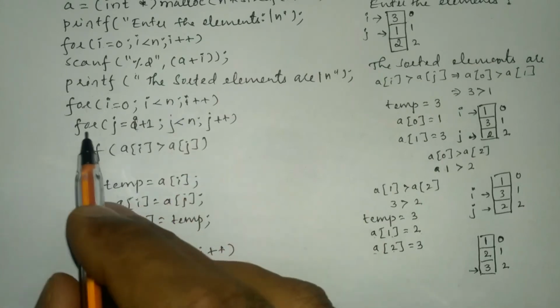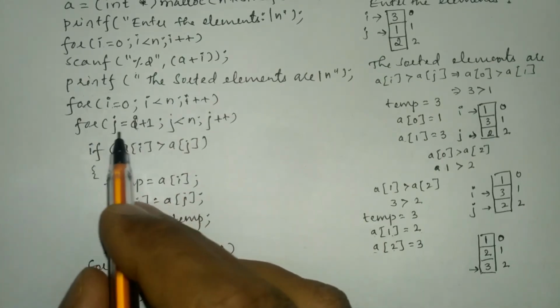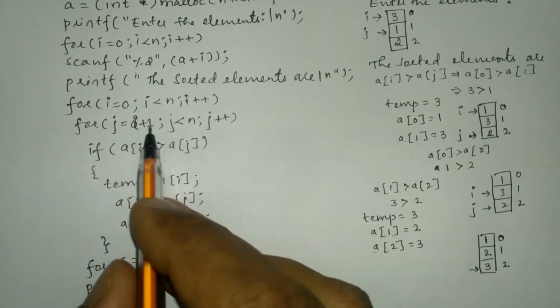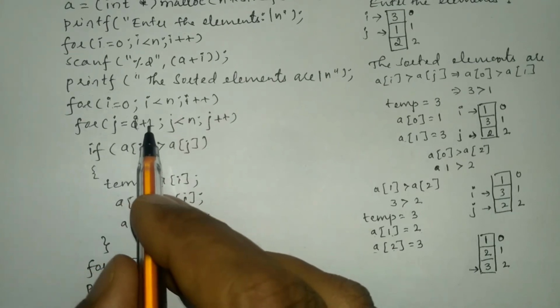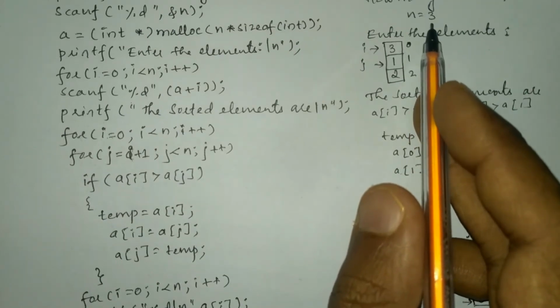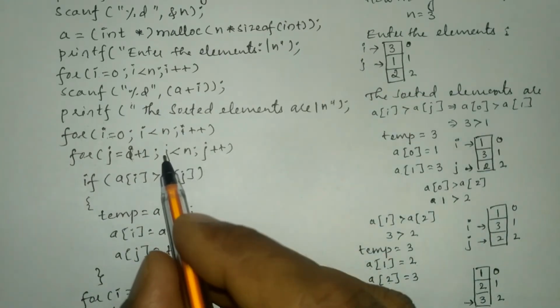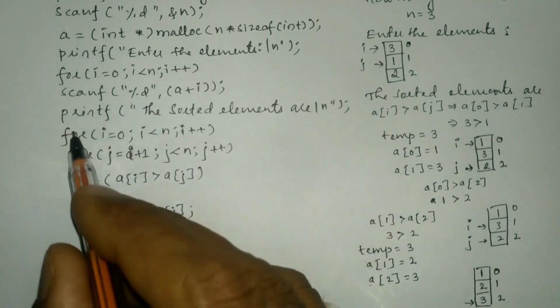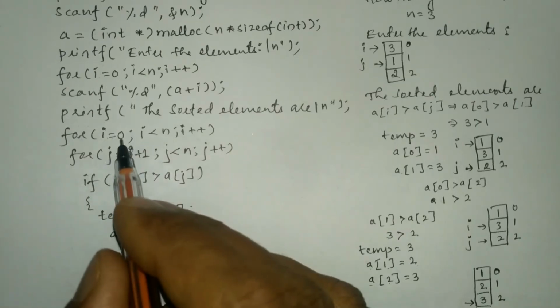The condition is true. Now j is equal to i plus 1, so the i value is 2, and 2 plus 1 is 3. Is 3 less than 3? The n value is 3. So the condition is what? False. Once it is false, again control transfers to the outer for loop by incrementing the value of i by 1.